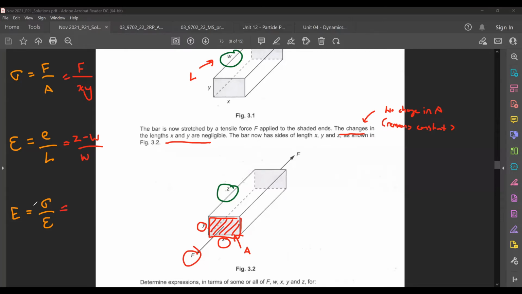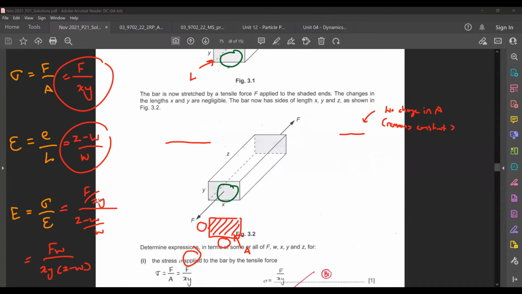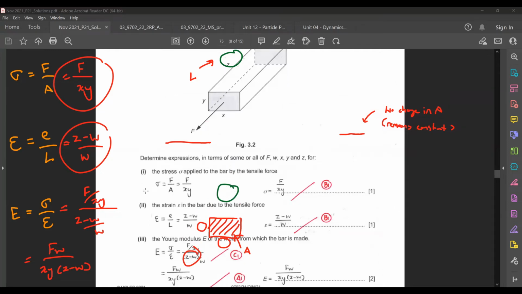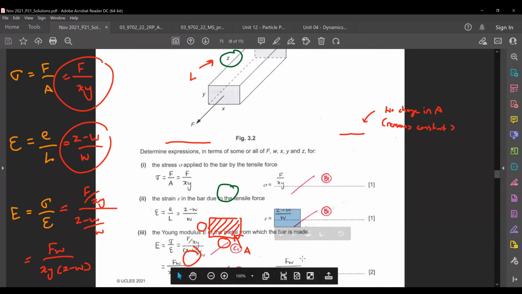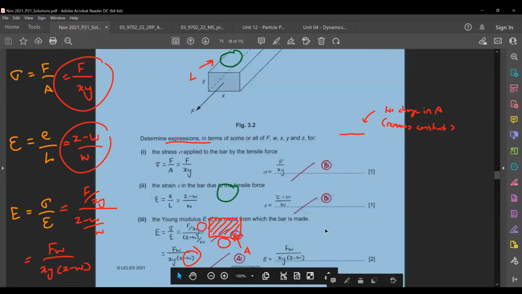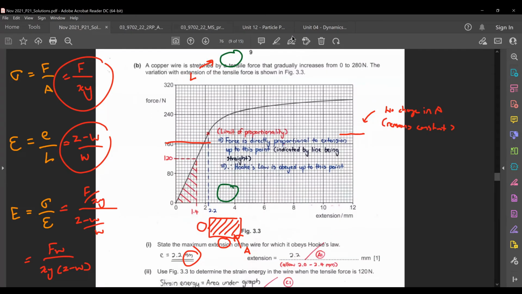And then lastly, your Young's modulus is stress over strain. Just take the ratio of these two values. So it's F over XY, over Z minus W over W. You're going to get FW over XY times Z minus W, which will give you this answer. So these are your answers: F over XY, Z minus W over W, and then FW over XY times Z minus W. This one is pretty straightforward.